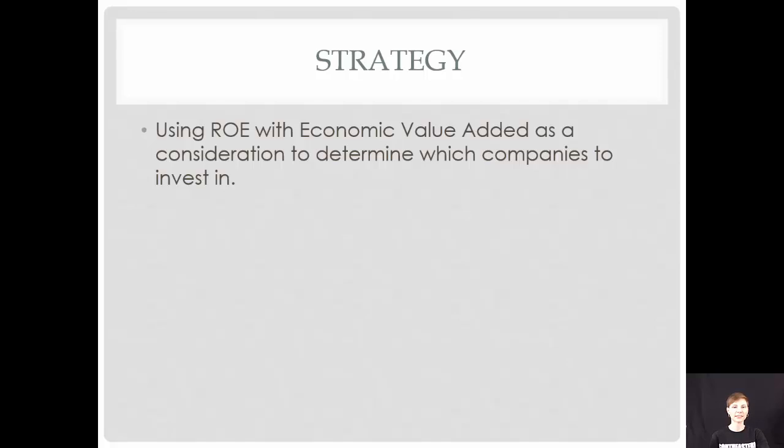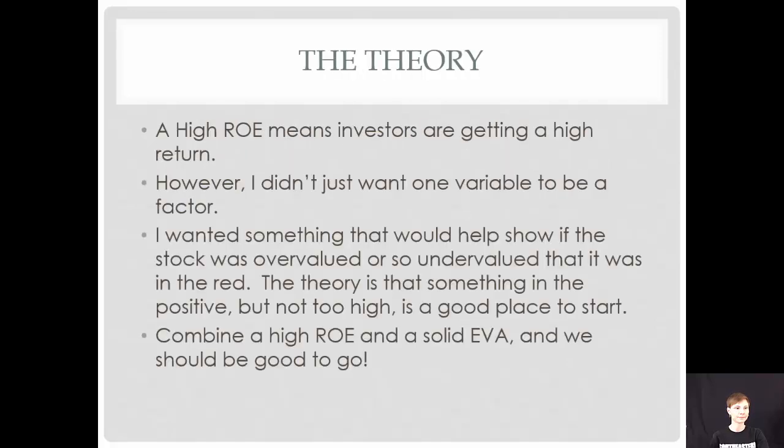The strategy I decided to use was ROE with economic value added as a consideration to determine which companies to invest in. The theory behind this is a high ROE means that investors are getting back a higher return. However, I didn't want to just use one variable for this. I wanted something that would help to show if the stock was overvalued to a point that if it were to drop, there would be a lot of money lost, but also to prevent it from being so low that it's not worth anything. So with a combined ROE that's high and a solid EVA, we should be good to go.